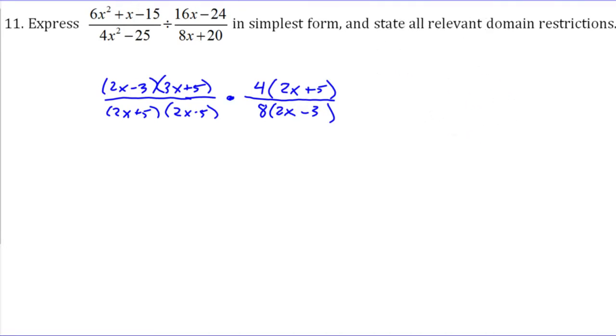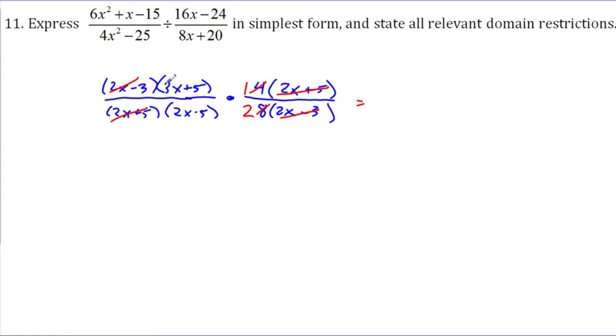So now that everything is all factored, we're going to cancel anything that cancels. So here's what I see. I see a 2x plus 5, and I see a 2x plus 5, and I see a 2x minus 3, and I see a 2x minus 3. I also see a fraction right here, 4/8, so I can divide both of these by 4 and turn this into a 1/2.